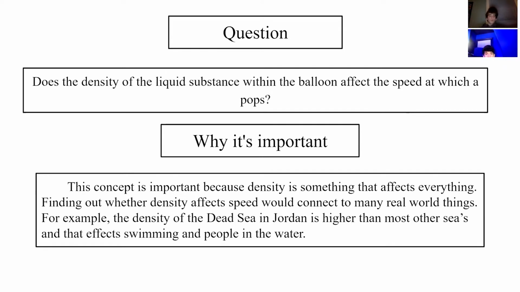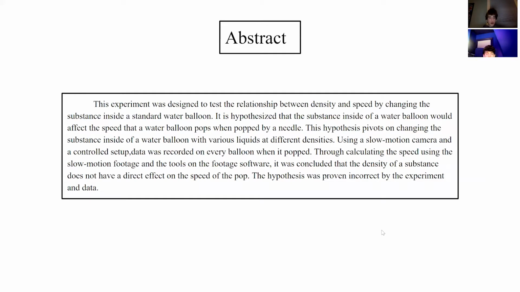For example, the density of the Dead Sea in Jordan is higher than most other seas, and that affects swimming and people in the water. This experiment was designed to test the relationship between density and speed by changing the substance inside of a standard water balloon. It is hypothesized that the substance inside of a water balloon would affect the speed that a water balloon pops when popped by a needle.